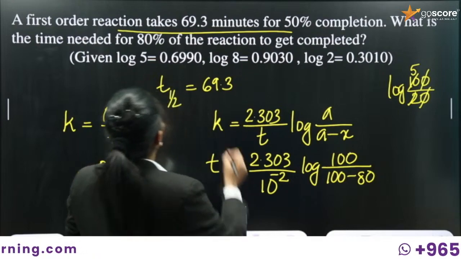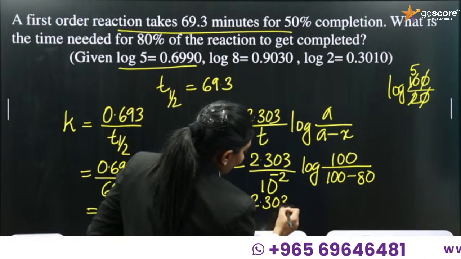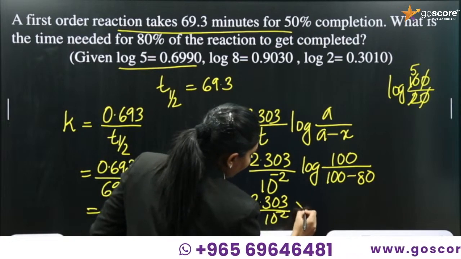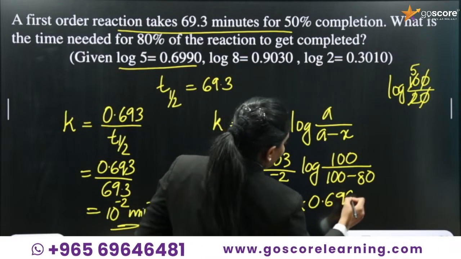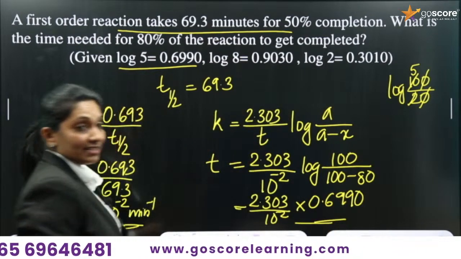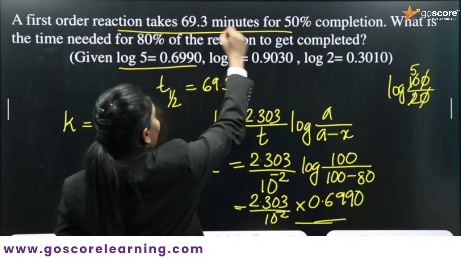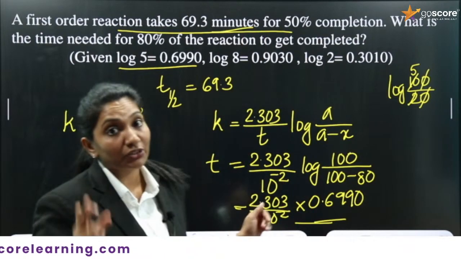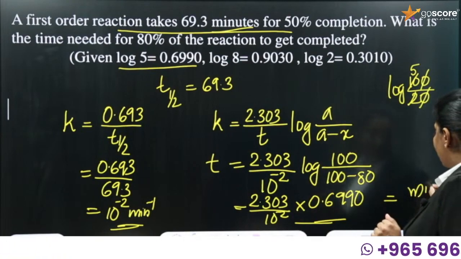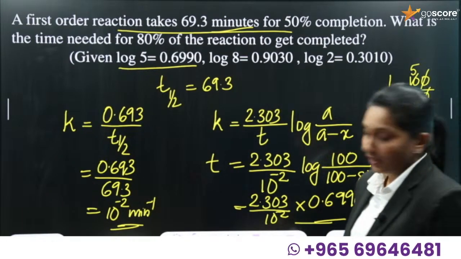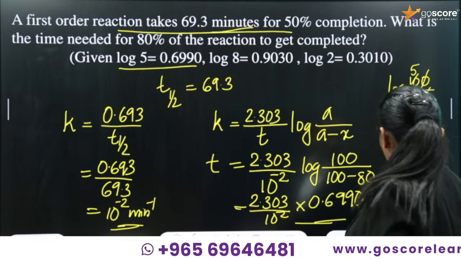By substituting, the log 5 value is given in the question. So substituting 2.303 by 10 the power minus 2 into the log 5 value, 0.6990, you will get the answer and your unit will be in minutes, because in the question it's given in minutes. So your final answer, don't forget to write the unit in your final answer. Your final answer after doing the calculation will be in minutes. Okay, I hope this portion is clear for everyone.